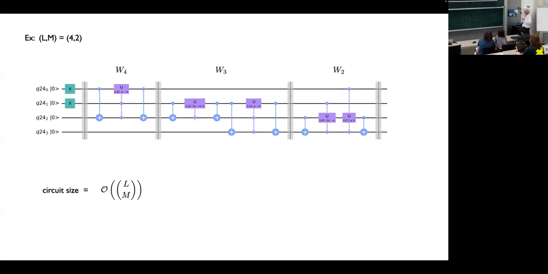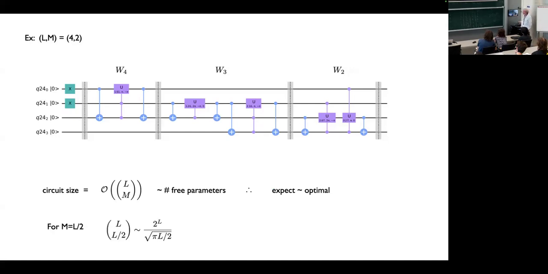But the problem is, as you increase M and L, the number of gates grows. In fact, the circuit size is of order L choose M. And since the number of F coefficients is L choose M, this is roughly the number of free parameters. So we expect that the circuit is more or less optimal. Yet for the worst case, when M is L over 2, this number here is 2 to the L. So it's very expensive, very expensive.